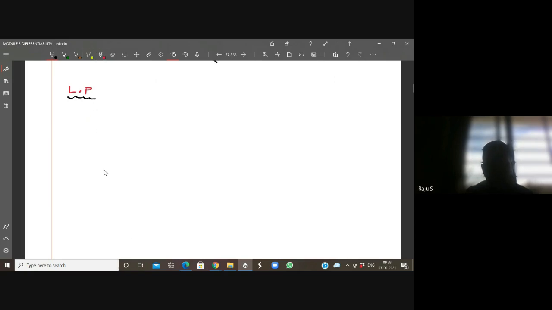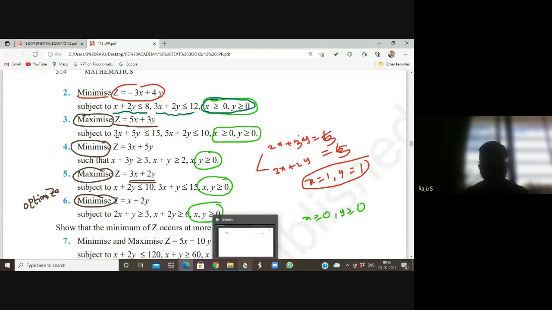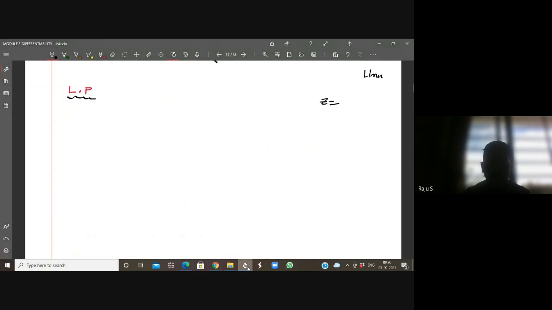Linear programming is linear, as the name itself says. Here we may take three variables also. In all these questions, z is related to two variables, x plus y, but sometimes we may take three, four, or n variables. First we'll do the problem.